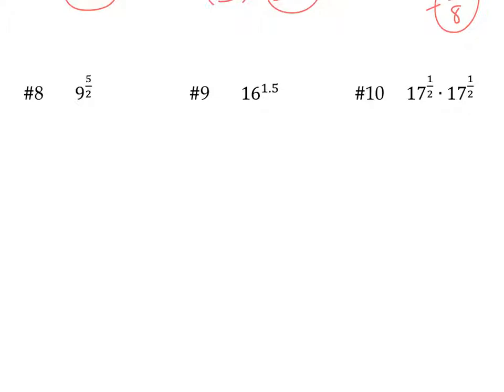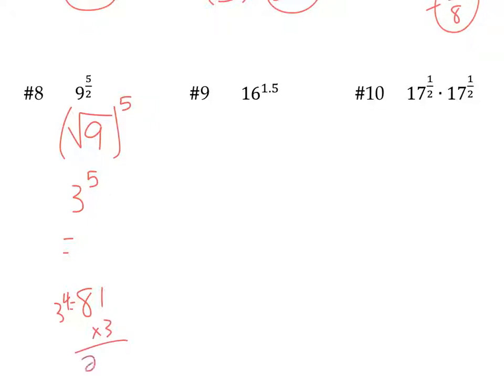9 to the 5/2 power. So that's going to be the square root of 9. We don't have to write the 2 for the root, you can if you want to. And then to the 5th power. So that's going to be 3 to the 5th power. So 3 to the 4th power we saw on the previous page was 81. So 3 to the 5th would be 81 times another 3. So that comes out to 243. Okay, that might not be one you know off the top of your head, but you can multiply 3 times itself 5 different times and get 243.